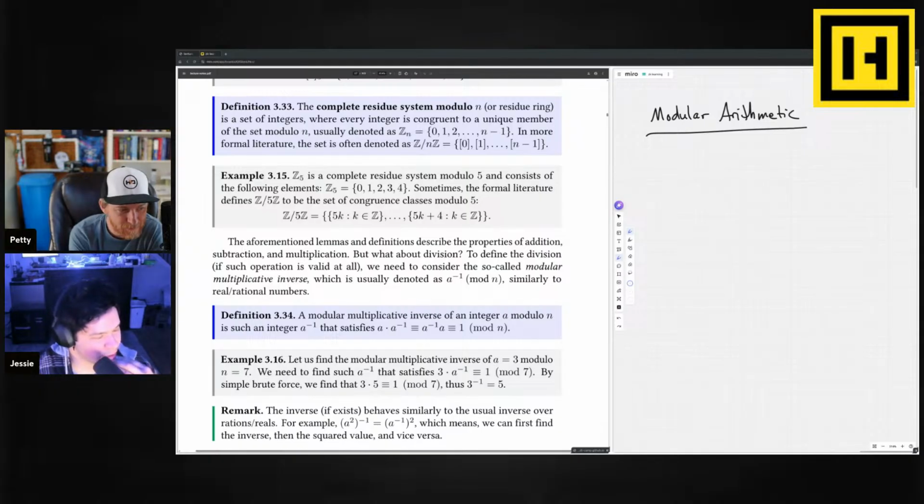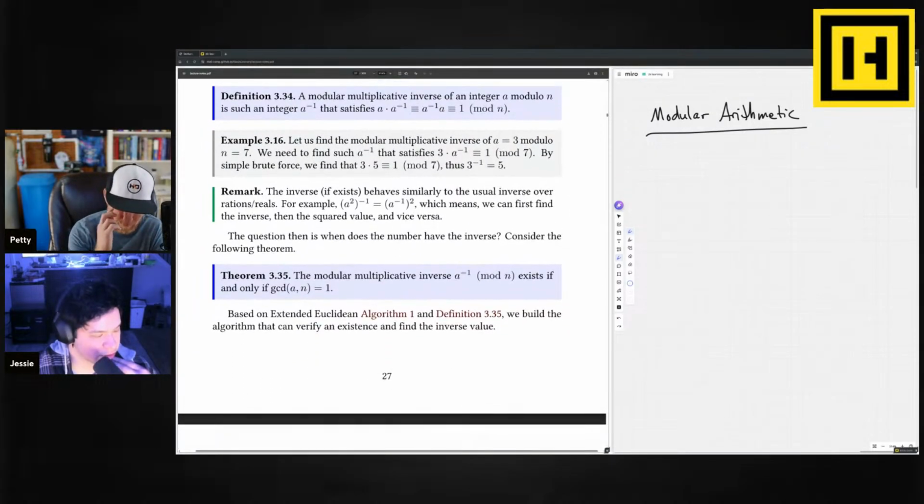The aforementioned lemmas and definitions describe the properties of addition, subtraction, and multiplication. But what about division? To define the division, if such operation is valid at all, we need to consider the so-called modular multiplicative inverse, which is usually denoted as a to the -1 mod n, similarly to real or rational numbers. Definition 3.34: a modular multiplicative inverse of an integer a modulo n is such an integer a to the -1 that satisfies a times a to the -1 is congruent to a to the -1 times a is congruent to 1 mod n.